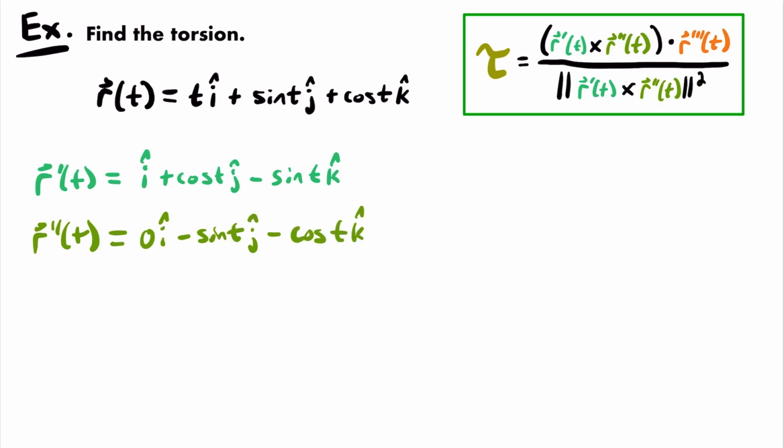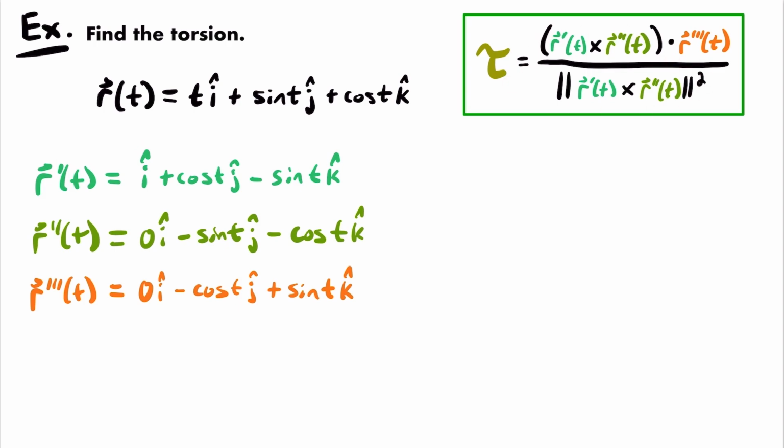All right, and then we need to take the derivative one more time. So we'll have r triple prime of t, the third derivative. The derivative of 0 is still 0, so we have 0i. And then the derivative of sine is cosine, so we have minus cosine t j. And the derivative of cosine is negative sine, so that negative will cancel out with this negative, leaving you with positive sine t k. All right, so now we have the first, second, and third derivatives of our vector function, which we can now use for our torsion formula.